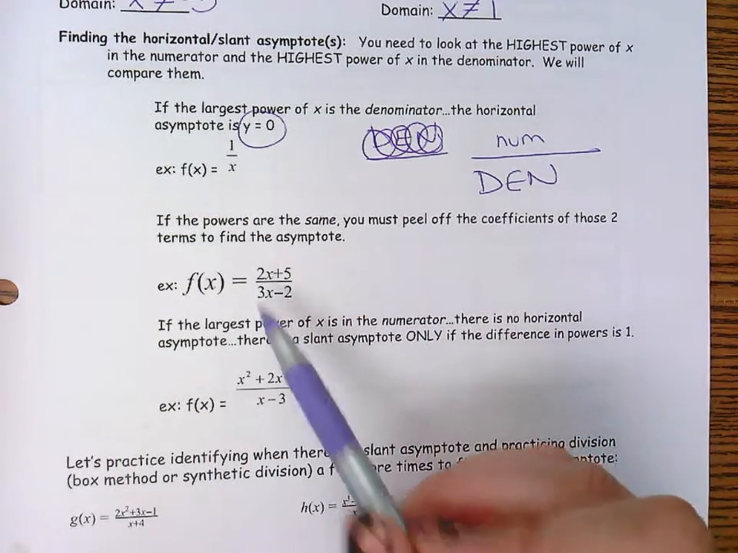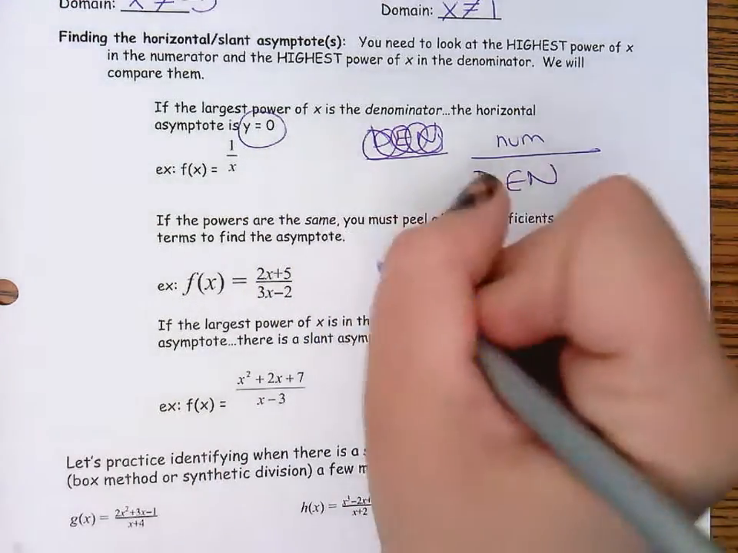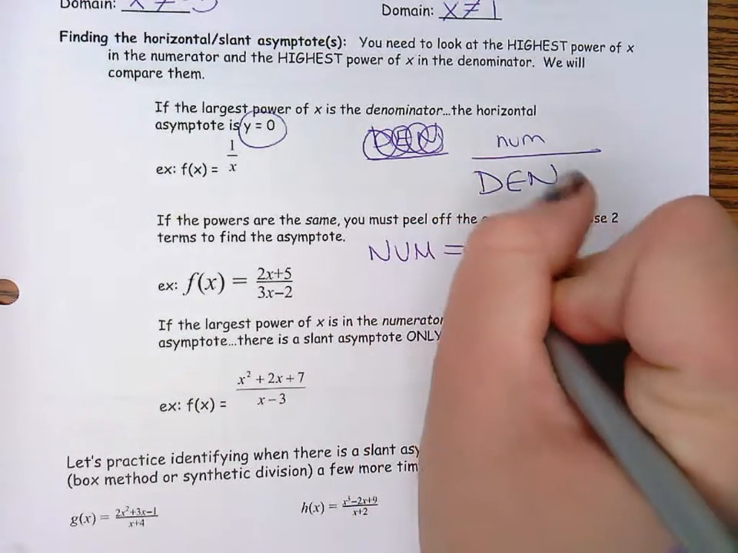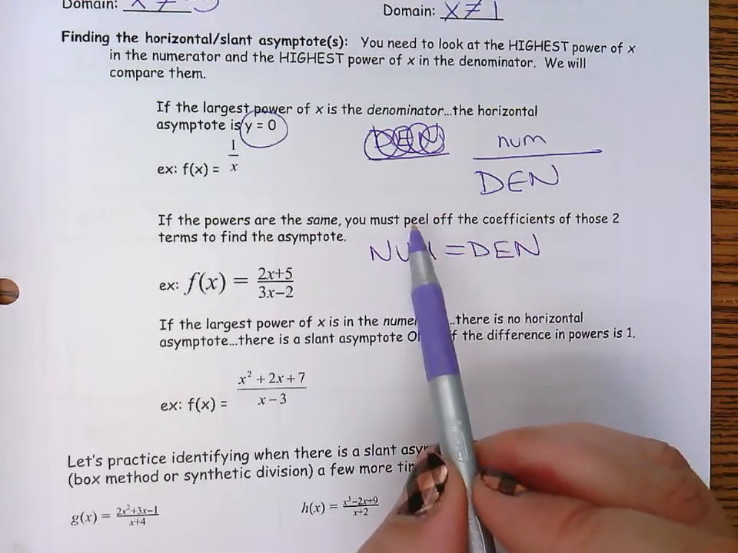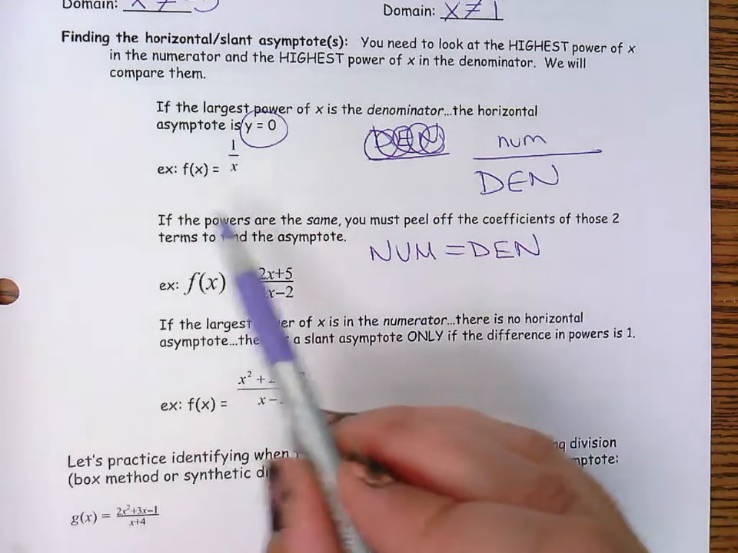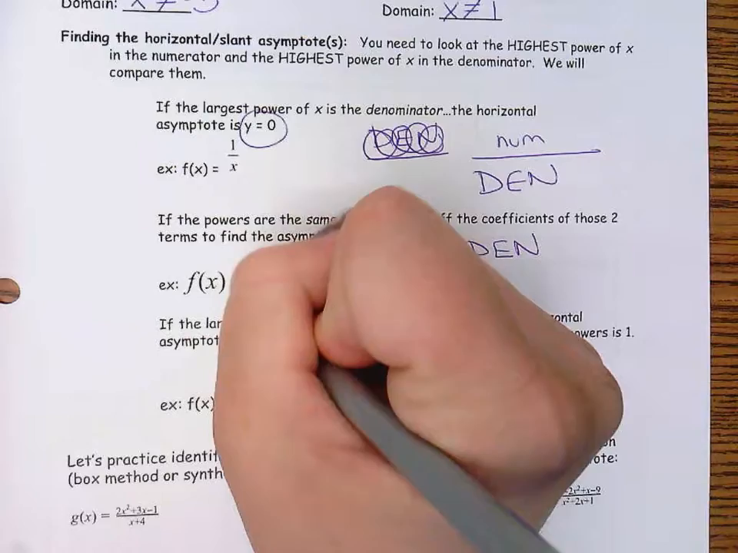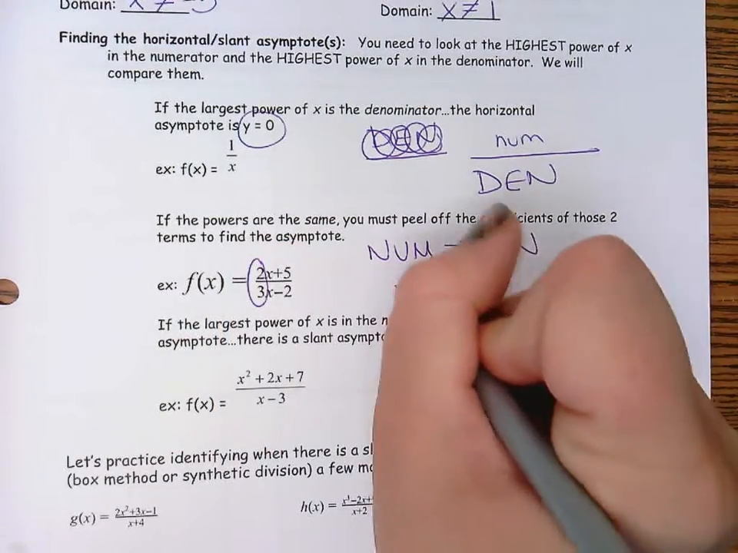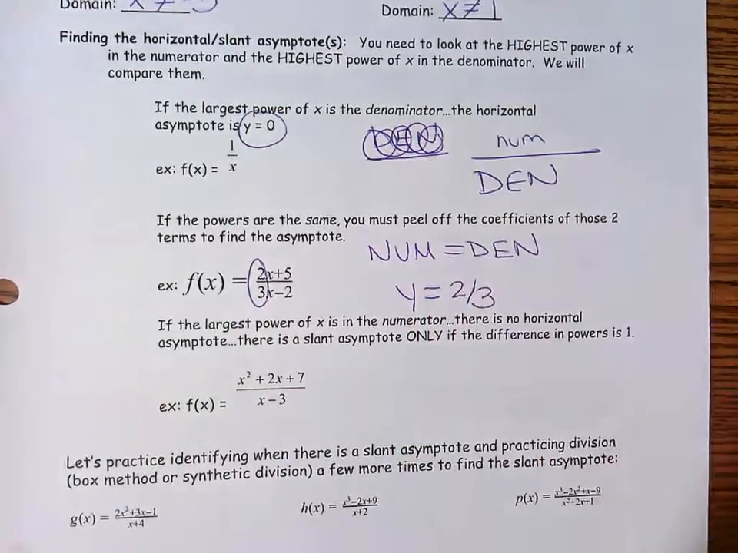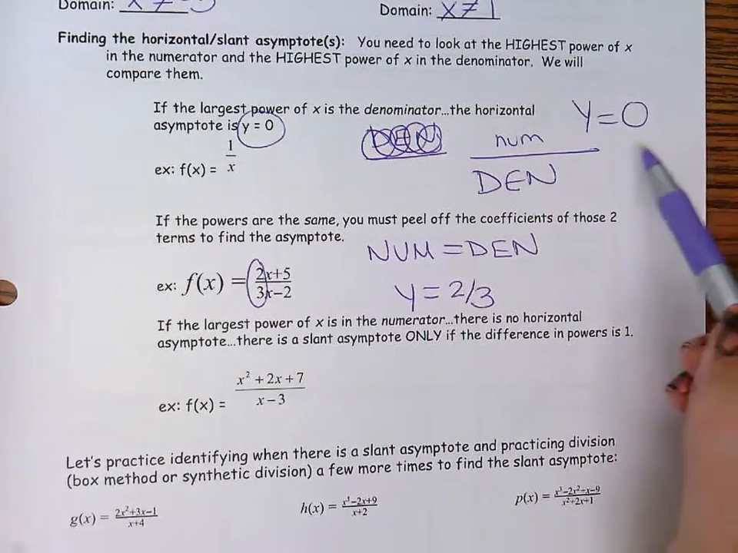If the powers are the same after they compete, so the numerator and the denominator are equal in powers, the rule is that you peel off the coefficients of the 2 terms. In this case, the coefficients are 2 and 3. So y equals 2/3 is the equation of my asymptote. Up here, it was just y equals 0.